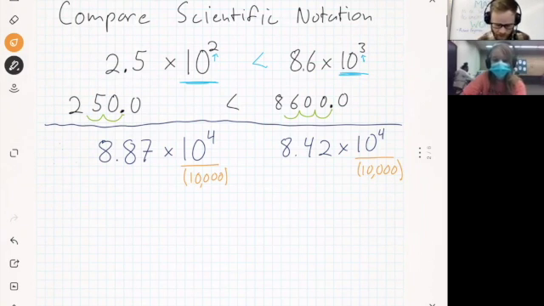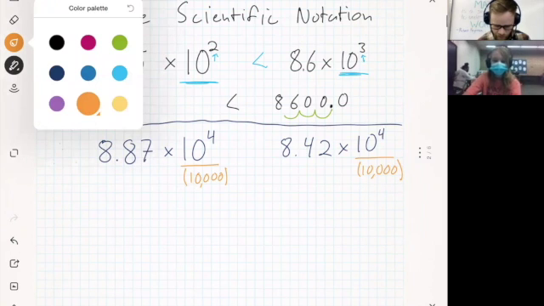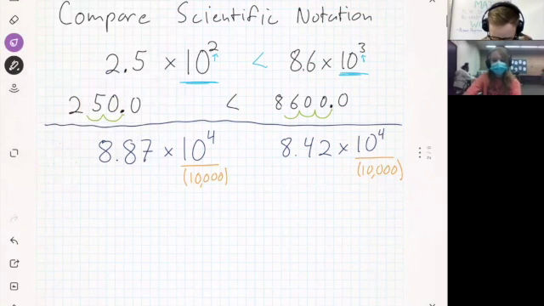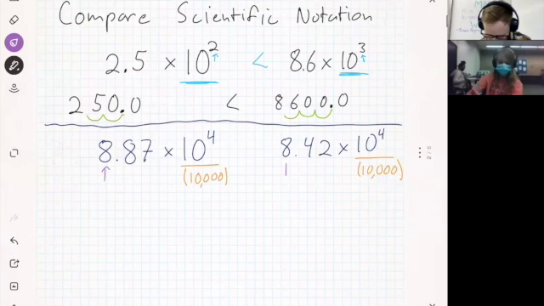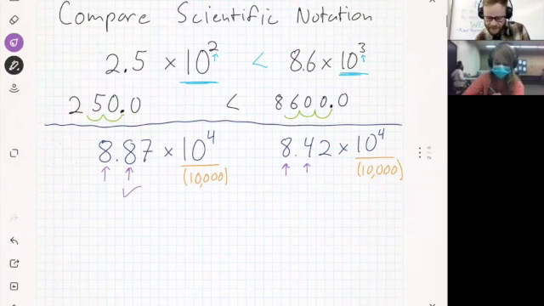So let's start over here by comparing in purple the number in the ones place. Okay, well in the ones place we have 8 ones in both numbers, so we know they're even there. So let's move one more place to the right. Now we're going to look at the tenths place. Okay, here we have 8 tenths in one and then 4 tenths in the other. So right there we can say check, this number is going to be bigger. And just to prove it, let's rewrite these numbers in standard notation as well.